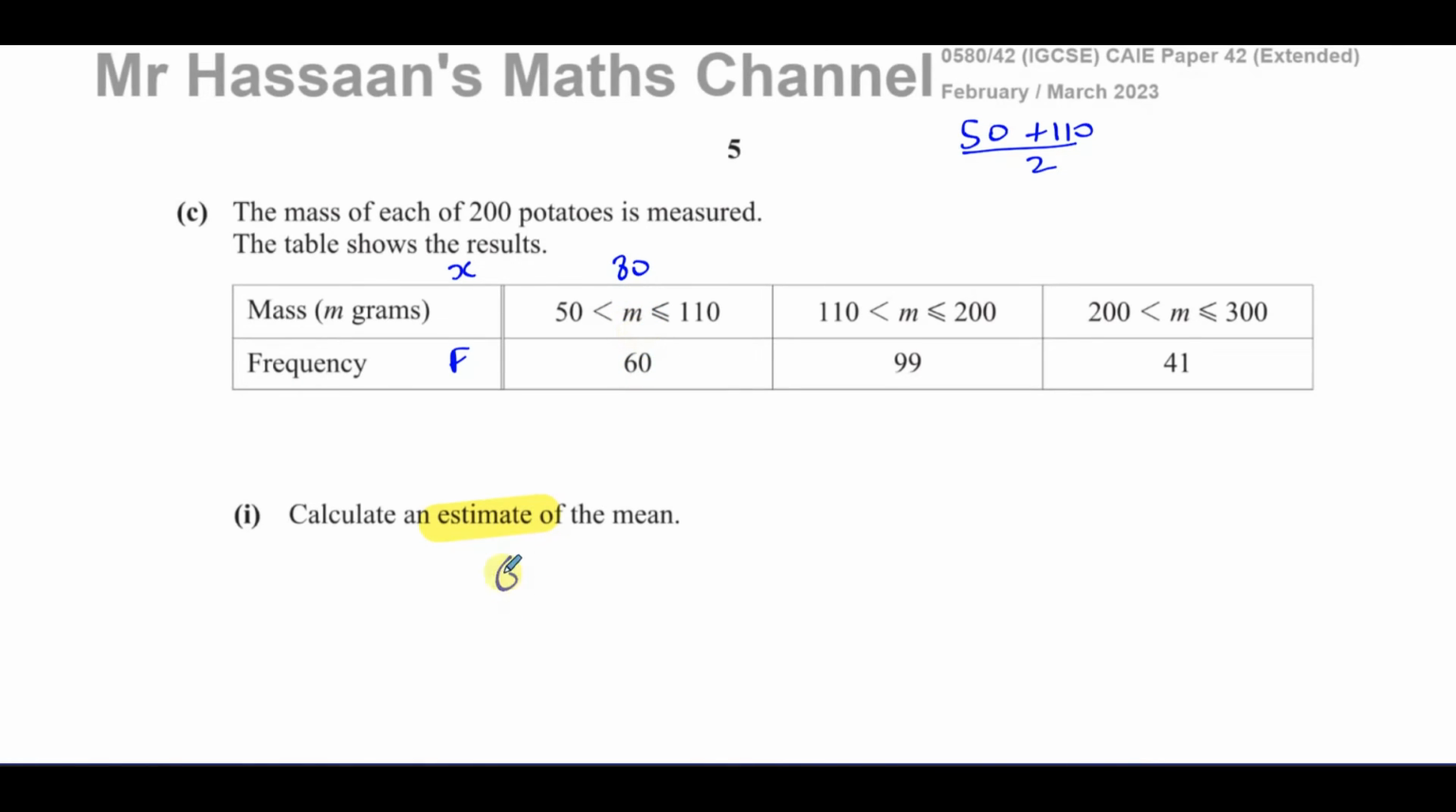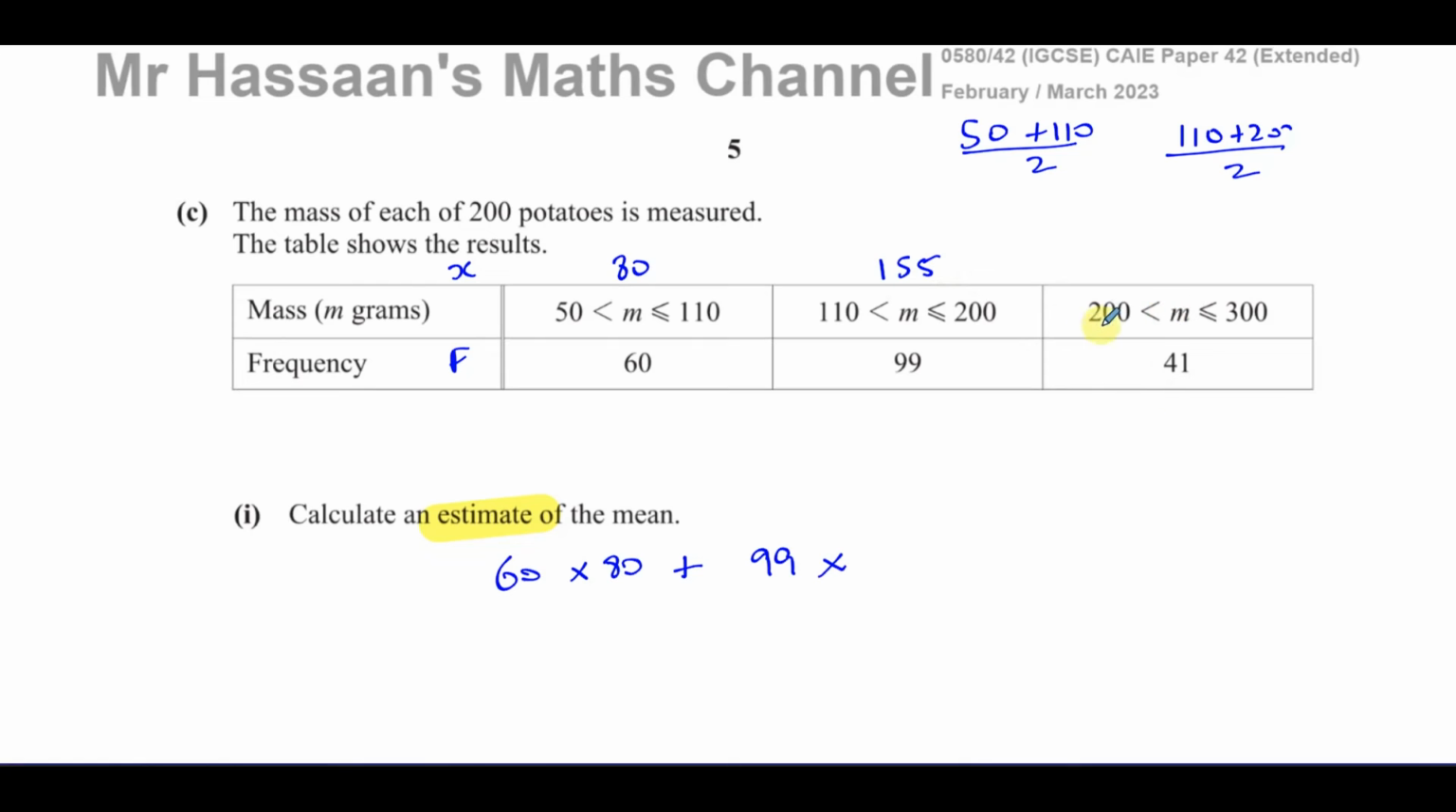All right, so we'll have 60 times 80 plus, and then these 99 potatoes. So you have 99 times what number? Well, we do 110 plus 200 divided by 2. That's going to be 310 divided by 2, which is 155.